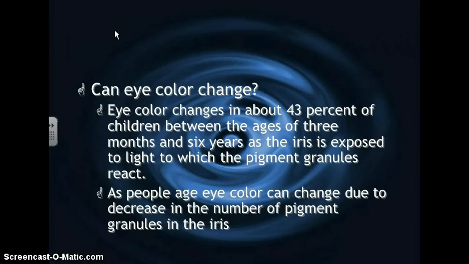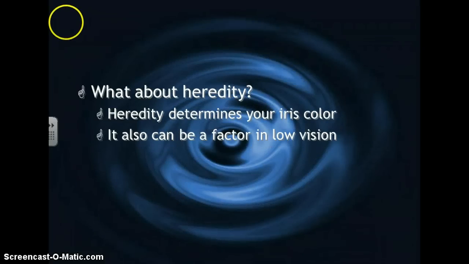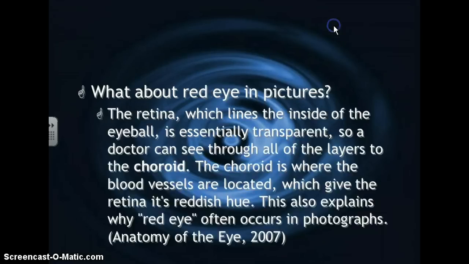Eye color changes in about 43% of children between the ages of 3 months and 6 years. As the iris is exposed to light, sometimes the pigment granules in the iris can react to that light and change color. Also, as people age, their eye color can change because of a decrease in the number of pigment granules in the iris. Heredity can determine your iris color, and it can also be a factor in having low vision.